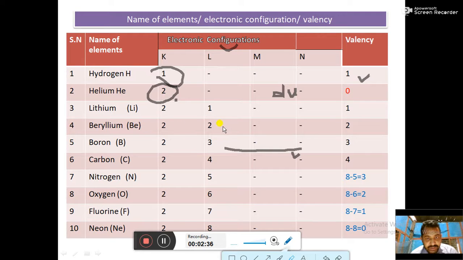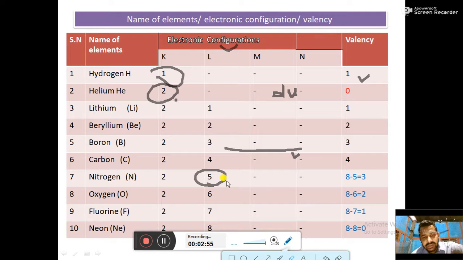Beryllium's outermost electrons are 2, so its valence is also 2. Boron's outermost electrons are 3, its valence is 3. Carbon's outermost electrons are 4, its valence is also 4. Now for nitrogen, the outermost electrons are 5, but valence cannot be more than 5. Valence is just 0, 1, 2, 3, 4.